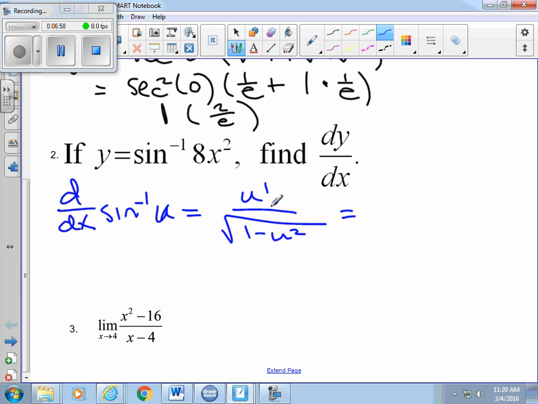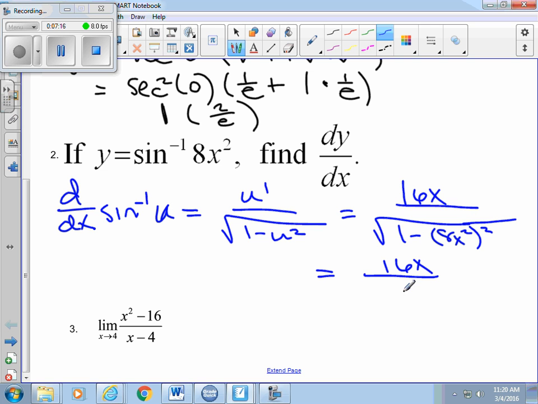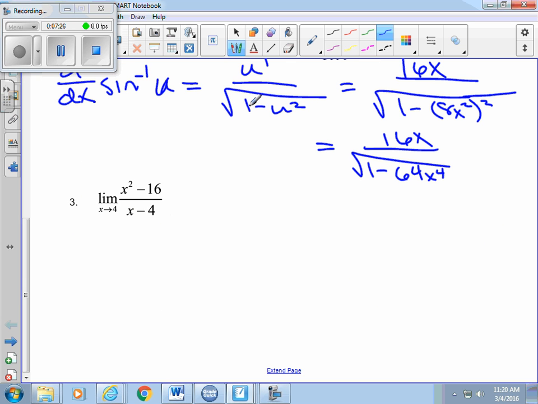What is u prime? 16x. So even though I'm not making you memorize it, you do need to know how to use it. That would probably be written on multiple choice as 1 minus 64x to the 4th. Any questions on how to use that? It's a formula, we can follow it. We could do implicit differentiation, but we would rather not.